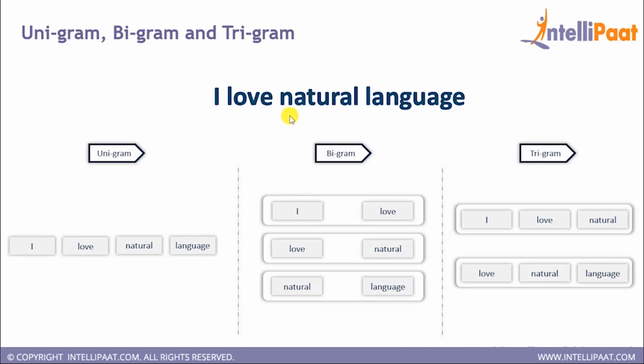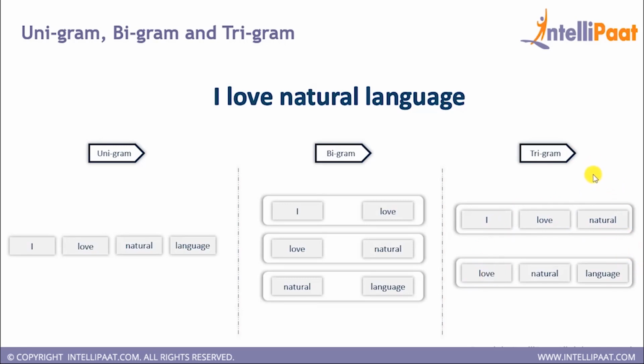And similarly, when the machine is given two words at a time, it is known as a bigram. So this is a bigram. I love, natural language. So this entire sentence is basically being given in the form of two tokens at a time. And similarly, when this entire sentence is given three words at a time, it is known as a trigram. So this time it is split like this. I love natural is one part and then we have love natural language, right? So this is the trigram which we have over here.